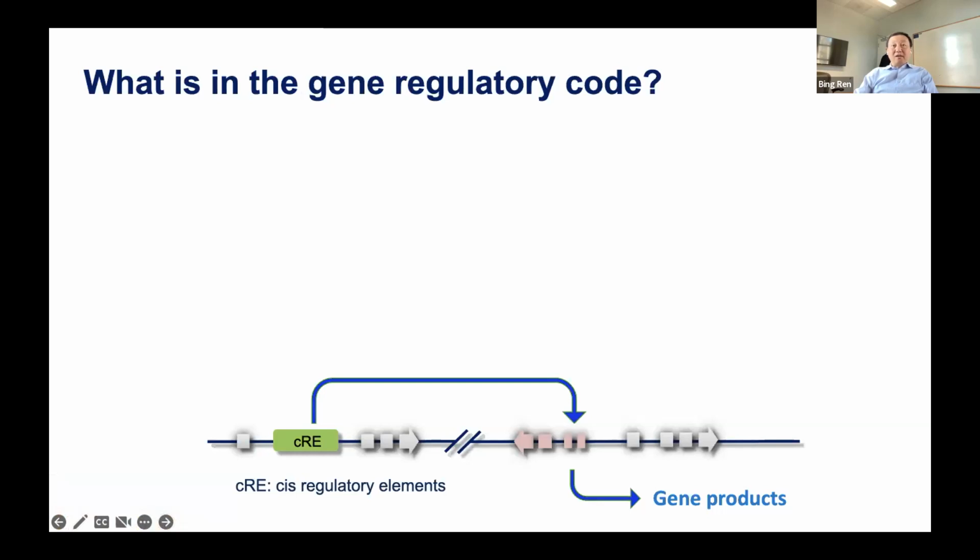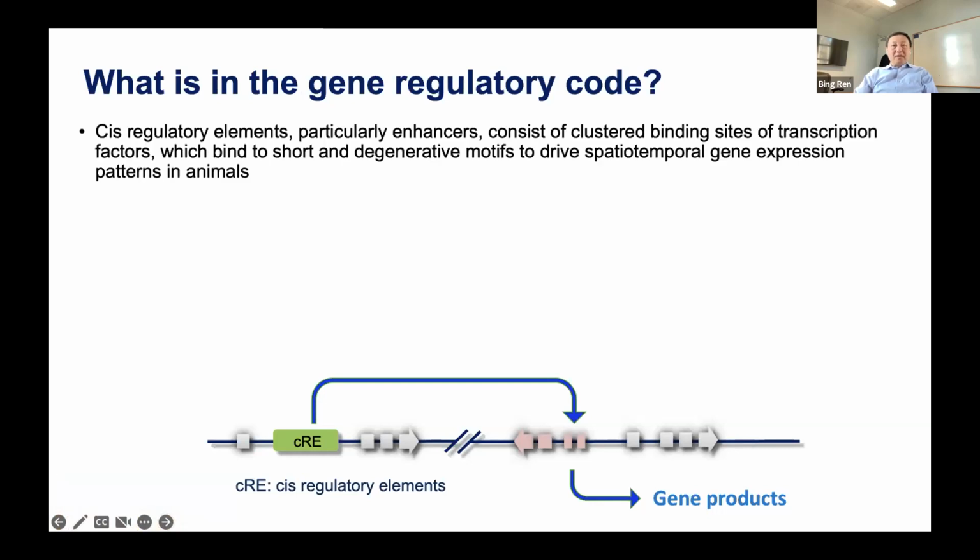Let's discuss what a gene regulatory code is. Every gene is driven by sequences that we call cis-regulatory elements, which are responsible for the spatial and temporal patterns of expression throughout development and in disease settings. These elements are clustered binding sites of transcription factors, which bind and recruit chromatin remodelers and transcription machinery to lead to transcriptional activation in a context-dependent manner. That's a paradigm that we have been operating under for decades.